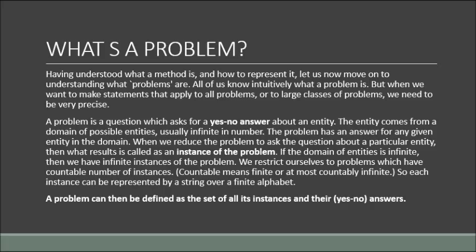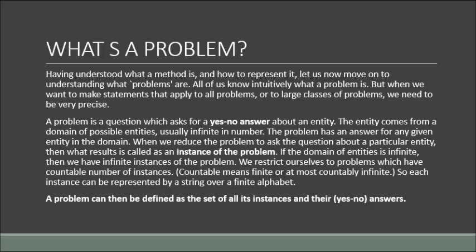Now let's see what a problem is. Having understood what a method is and how to represent it, let us now move on to understanding what problems are. All of us know what a problem is, but when we want to make statements that apply to all problems, we need to be very precise. A problem is a question which asks for a yes or no answer. The entity comes from a domain of possible entities, usually infinite in number. The problem has an answer for any entity in the domain.